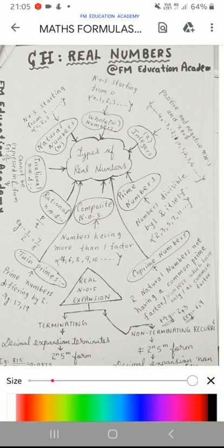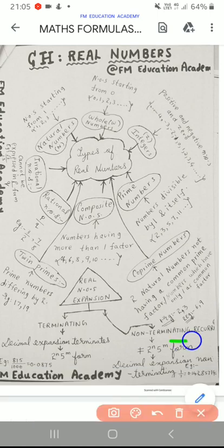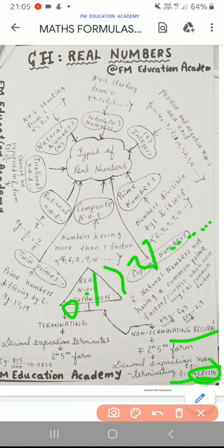Then we have non-terminating decimal expansion. For example, 1 by 7. If you see, it is 0.14285714 and it goes on. And the numbers are also different here. Okay. These types of numbers are called non-terminating decimal expansion.